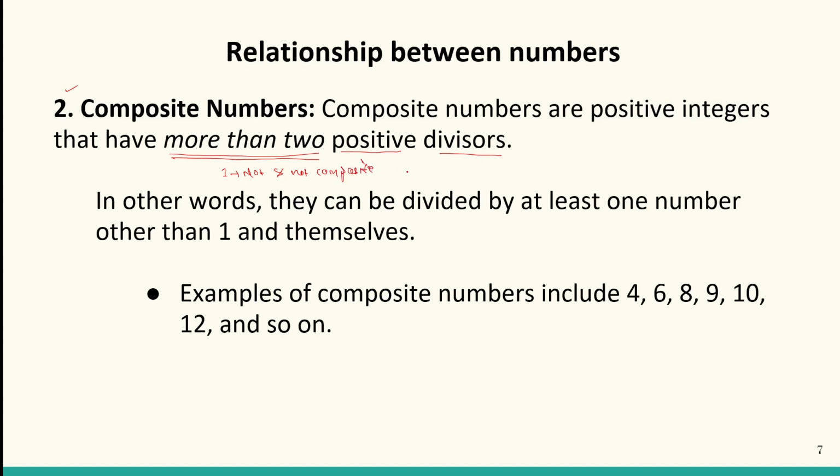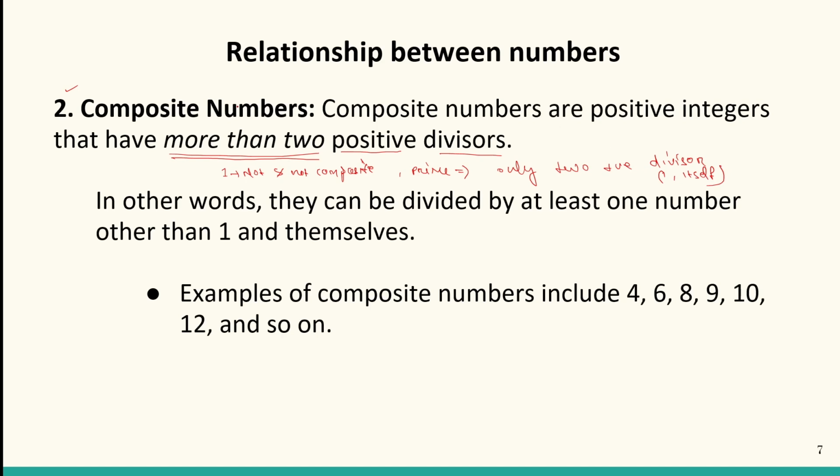Okay, and it is not prime because it has more than two positive divisors, because a prime has only two positive divisors, one and itself. So composite numbers are also not prime numbers.